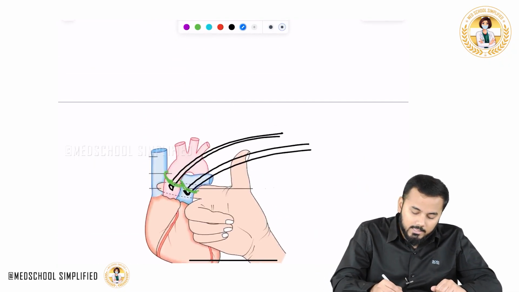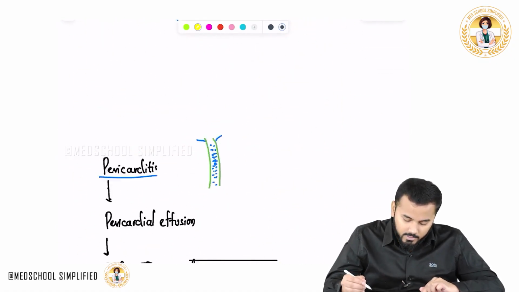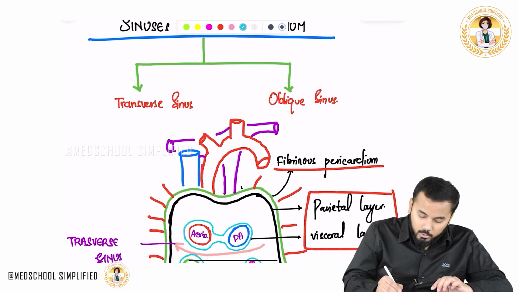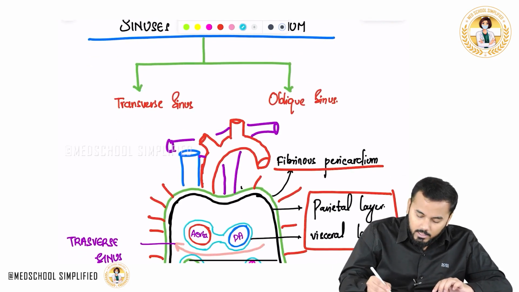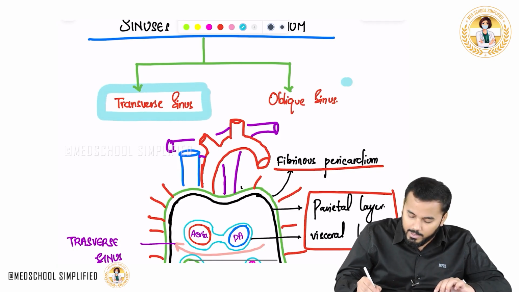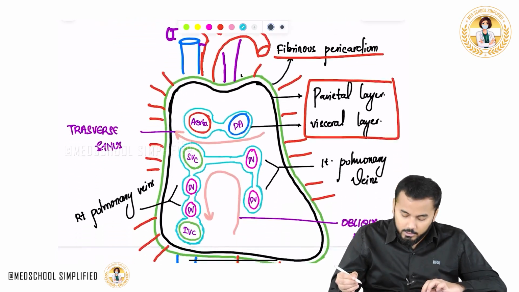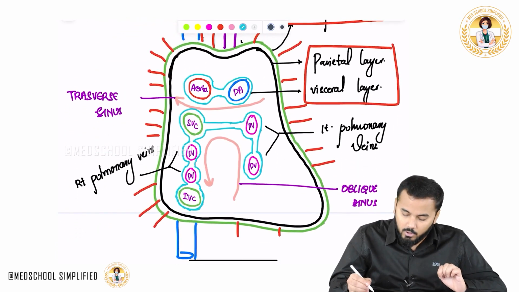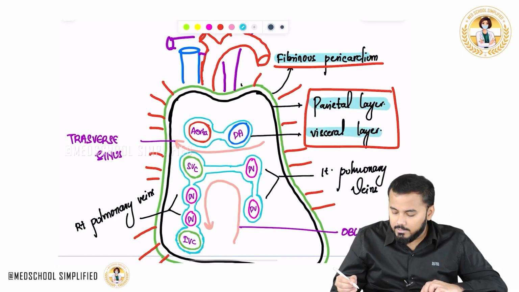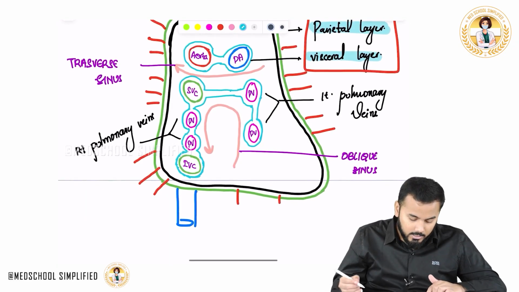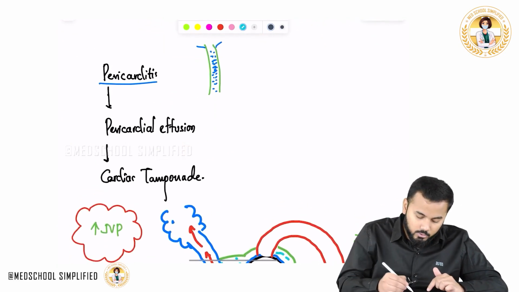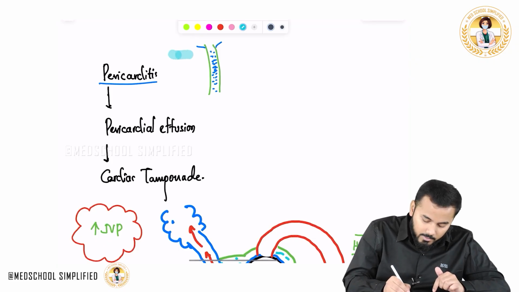So what are the things we just discussed here, guys? We were discussing the sinuses of the pericardium. We mainly concentrated on two sinuses: one is your transverse sinus, another one is your oblique sinus. And obviously the fibrous pericardium, the parietal layer and visceral layer, these two are called the serous pericardium, you know it. So two sinuses again, transverse and oblique. This is the pathway which you have to remember here.